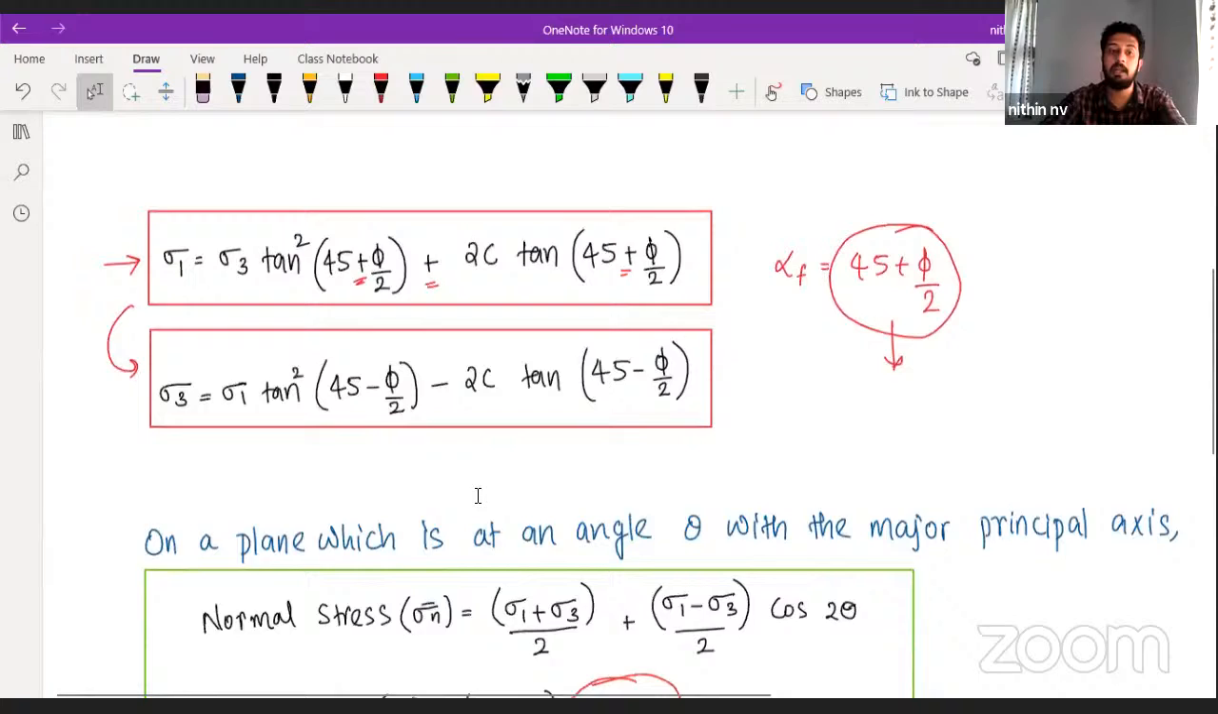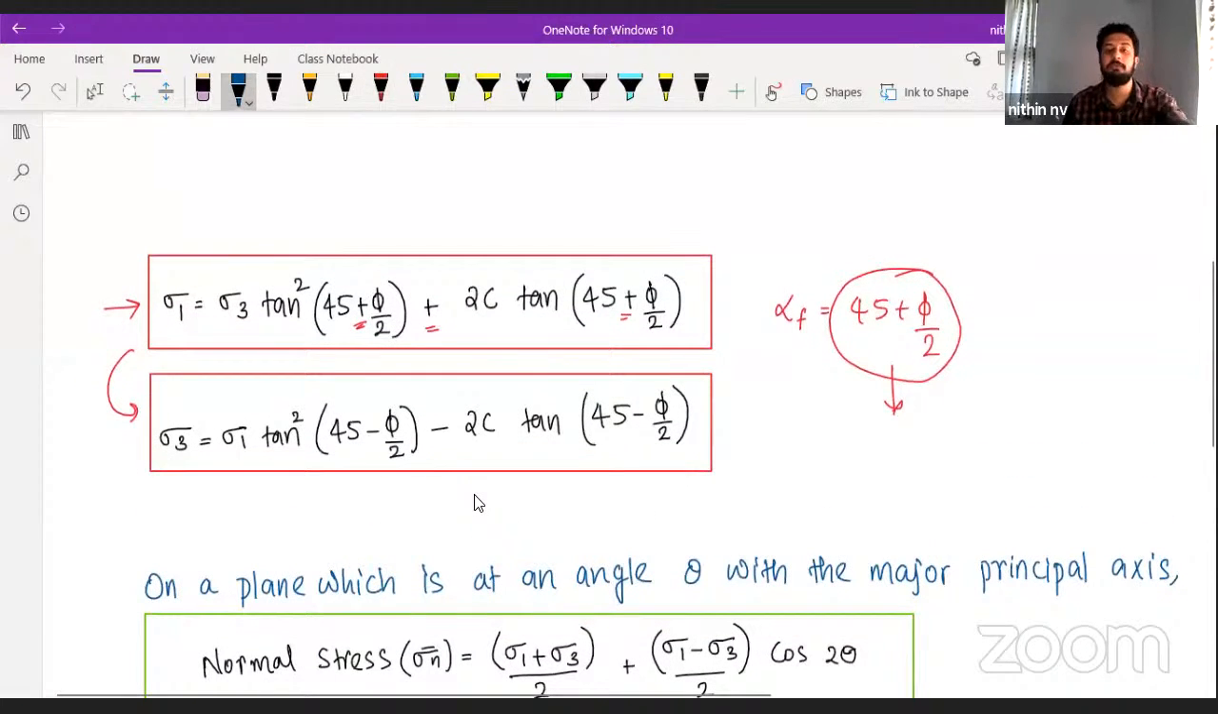Now one more thing I can tell. If it is a triaxial test and it is an undrained test, what is the meaning of undrained? Water is already there, it is not drained. Opposite of draining. For an undrained test, sometimes we take the equation in terms of effective stress, sometimes in total stress. The equation will become sigma 1 minus u equals sigma 3 minus u times tan square of 45 plus phi by 2, like effective stress, which is sigma minus u.